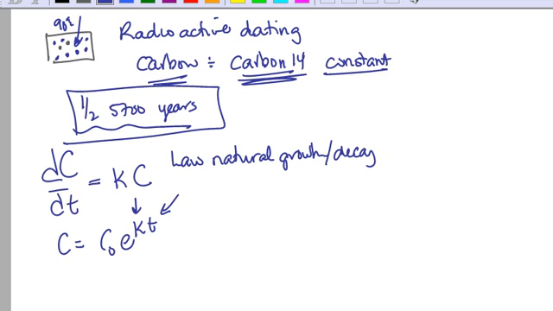and we're going to use the half-life to do that. So the amount of sample we have left after 5,700 years is half of the original amount. So I've just plugged in 5,700 years for the t, and I know that the amount that I'm left with is half of C0. I'm going to divide the initial amount out because it's the same on both sides, and I end up with an equation that looks like this.